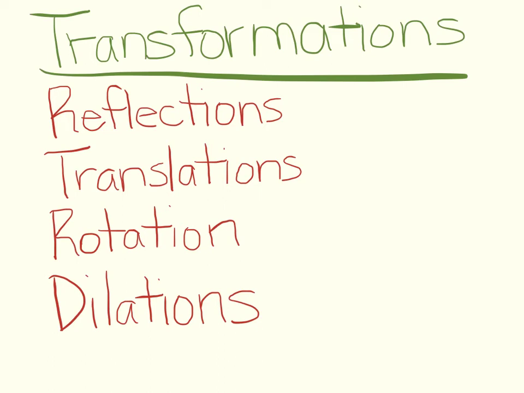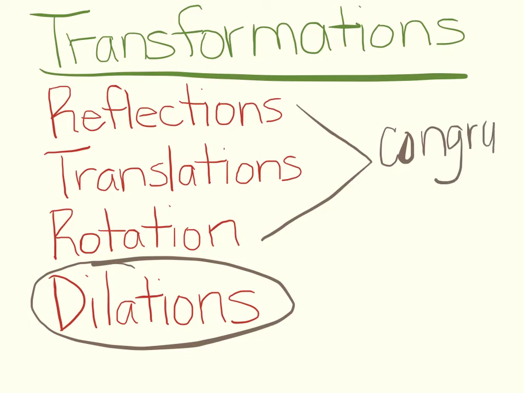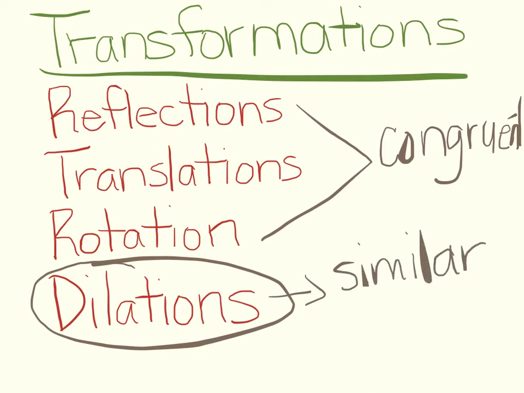We're going to continue talking about transformations today, and we're going to be focusing today on dilations. And I want you to remember that these first three transformations that we did created figures that were congruent to the original figure. So those were all the same shape and the same size. Dilations don't create figures that are congruent. They create figures that are similar. So similar figures have the same shape, but they're not the same size.